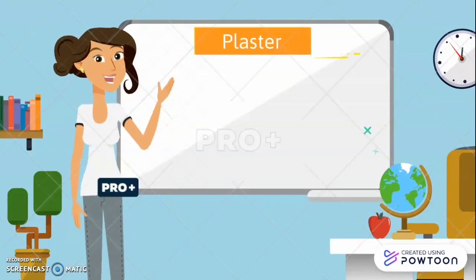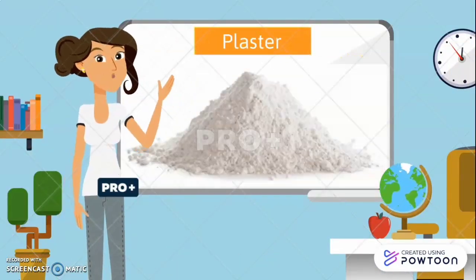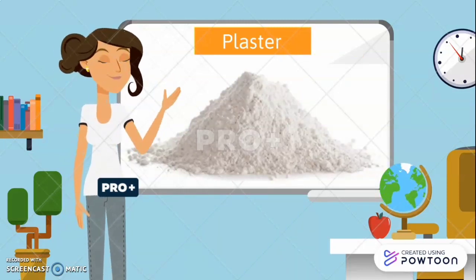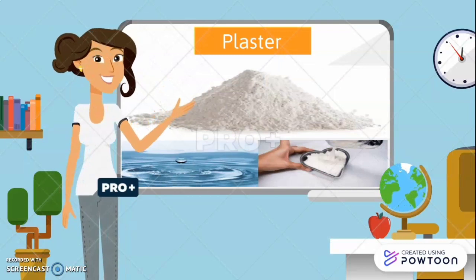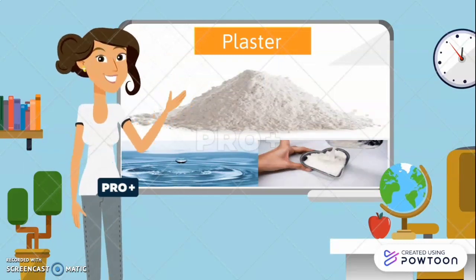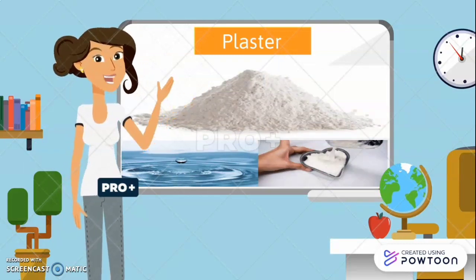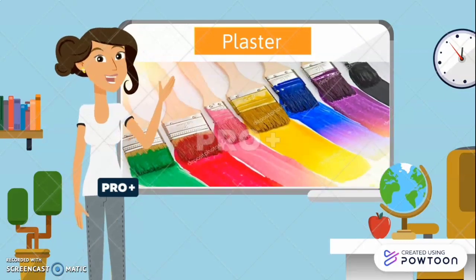Plaster. Specifically, plaster of Paris is finely ground gypsum mixed with water and poured into a mold. This material dries quickly depending on the size of the mold. After it has dried, it can be painted with different colors.